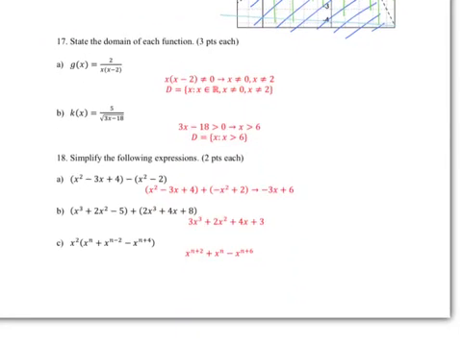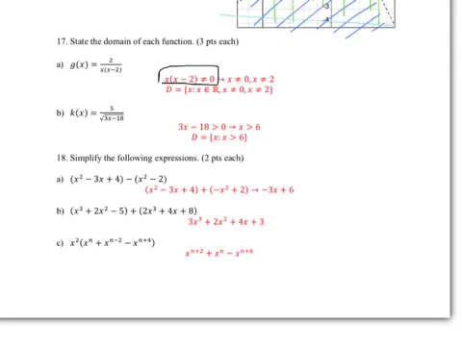Number 17 asks us to state the domain of each function, and now we're looking at rational functions where we have a denominator, and we have to remember that the denominator cannot equal 0 or else the function is indeed undefined. So for this problem now, we have to go ahead and say, well, what can this not equal? It cannot equal 0, so that's this first line right here. The denominator, x times the quantity x minus 2, cannot equal 0.